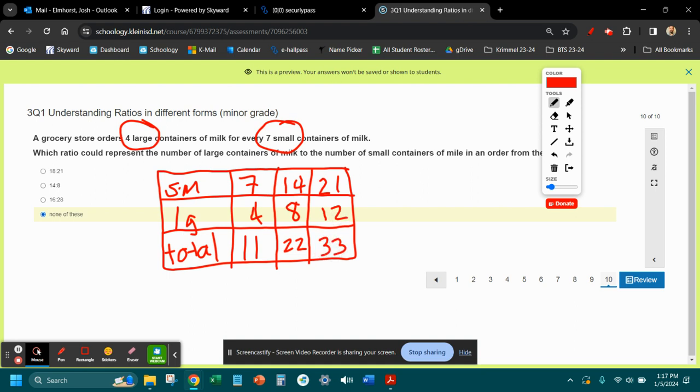So we look for the ratio 7 over 4, we don't have that one. 21 over 12, we don't have that one. 14 to 8, it looks like that one is there.